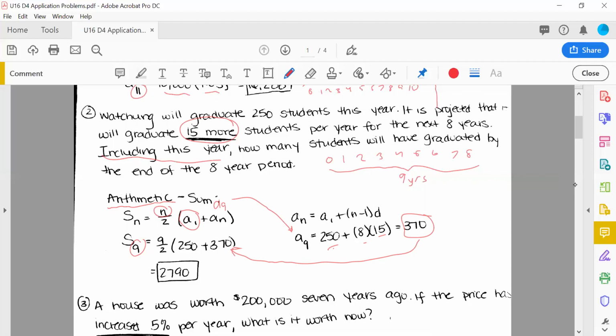2,790 students by the end of the year. Oh my gosh, all together. Now that's not how many students are graduating that year. That's how many students have graduated overall, the sum over that many years. Okay, a lot of students go through the school.